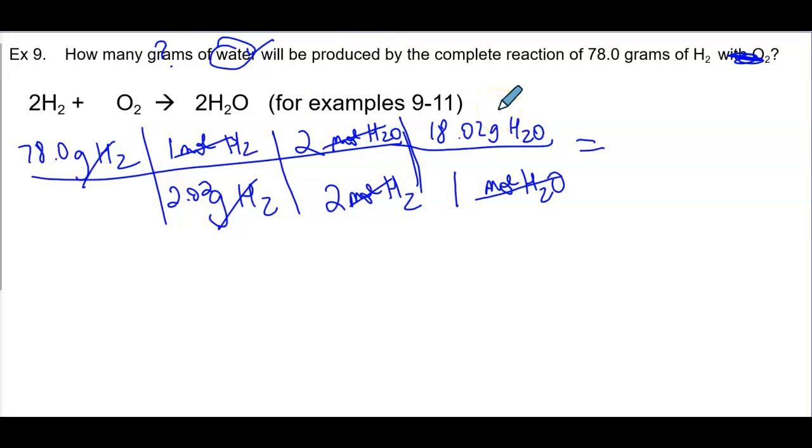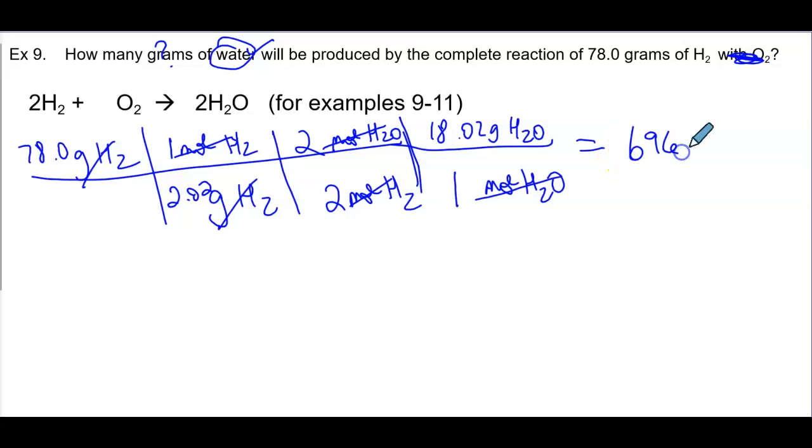So we can do the math. We're going to take 78.0 times 2 times 18.02 equals. Now this is where you have to be careful with your calculator. You're going to need to put those bottom numbers in a set of parentheses or divide them each separately. So then I just multiply those numbers across the top, hit equals, divide by 2.02, hit equals, divide by 2. I don't like to use parentheses, so you will hear me present it in that way.